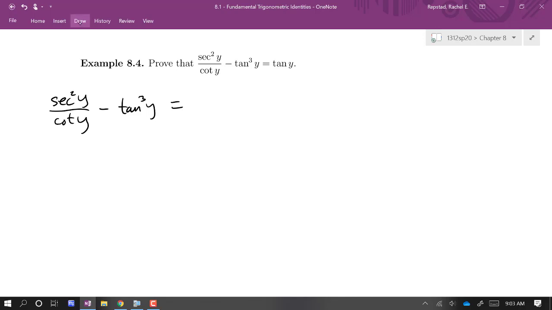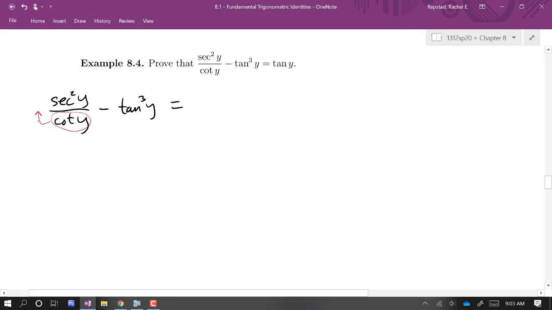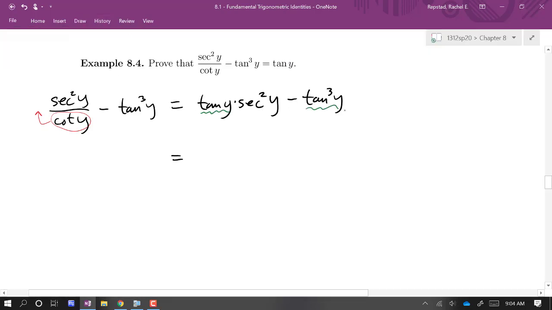So the first thing I'm going to do here is say, look, I'm dividing by cotan. A cotan in the bottom is the same as, I could bring that up and it becomes a factor of tangent on top because they are reciprocals of each other. So I'm going to rewrite this as tan y times secant squared y minus tan cubed y. Now look at this, kind of similar to the last one. I have a tan of y appearing in both these terms. I'm going to factor it out. So then inside I have secant squared y minus tan squared y.